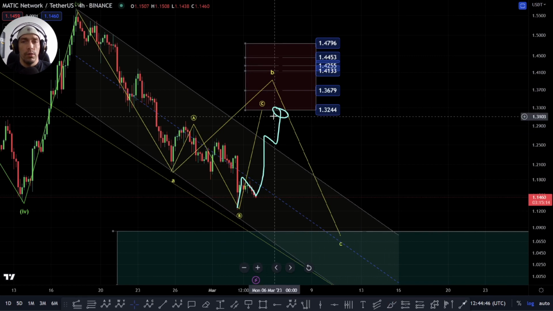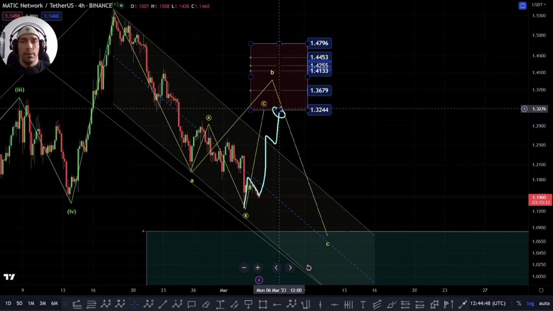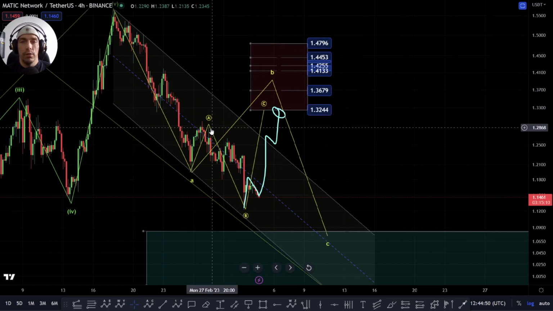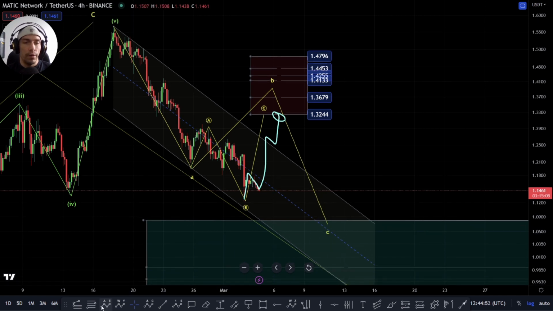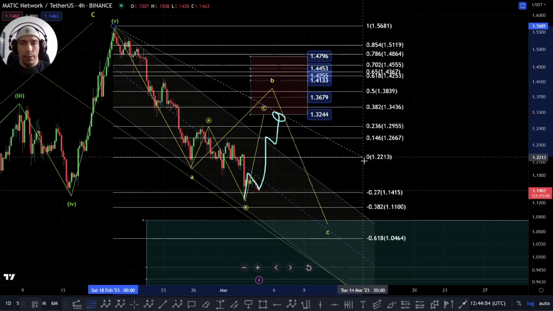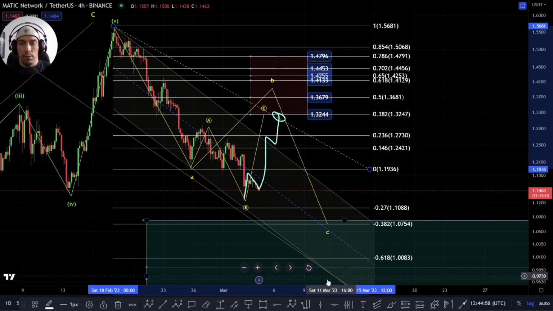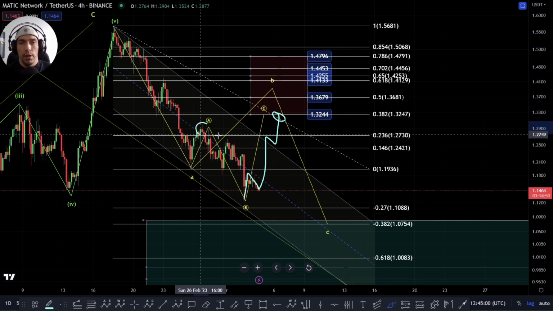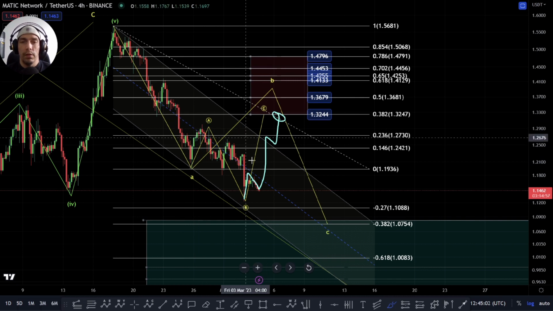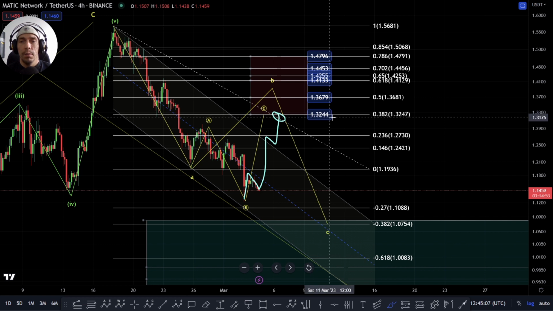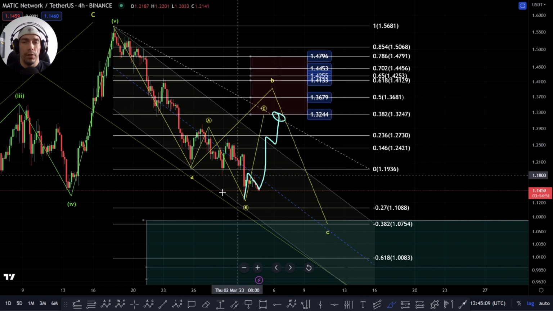So, if we do get a bigger push to the upside here, potentially this 382 zone could be interesting. Also the 236, it's not on there, but if we take it onto this low here, that 236 would actually be an interaction with these highs over here. So, if we do get a move back to the upside here in a five-wave structure, I'd be keeping an eye on this zone, this 236, potentially this 382 and this 50%.